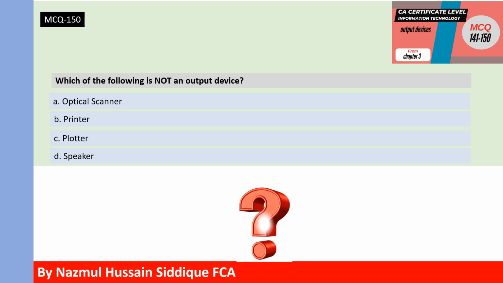Which one is the correct answer? Optical scanner, printer, plotter, or speaker? The correct option is A. Optical scanner is not an output device.